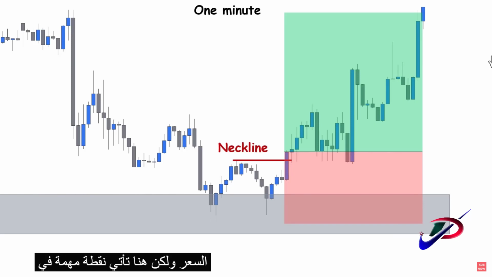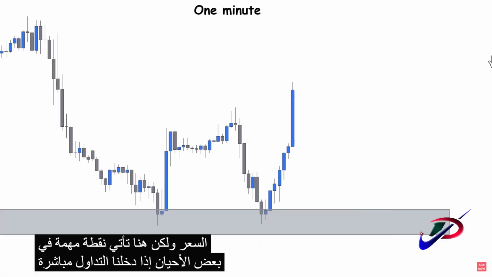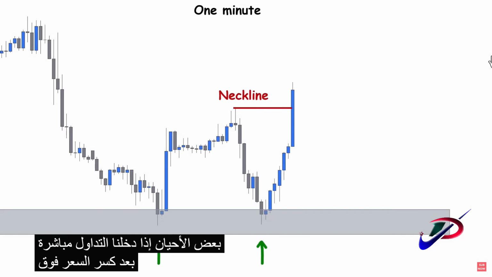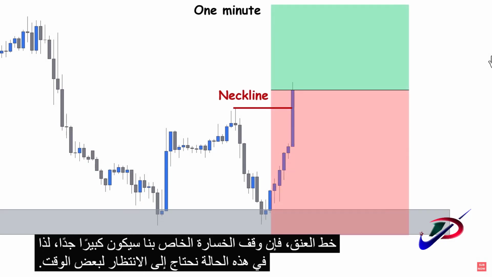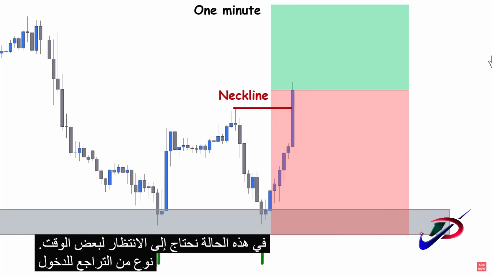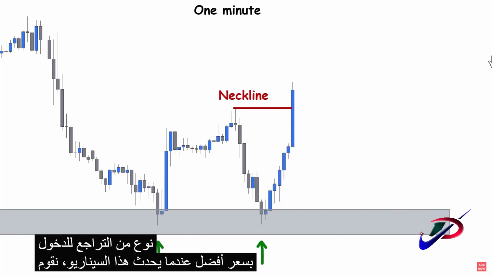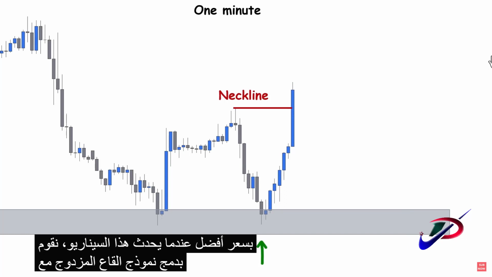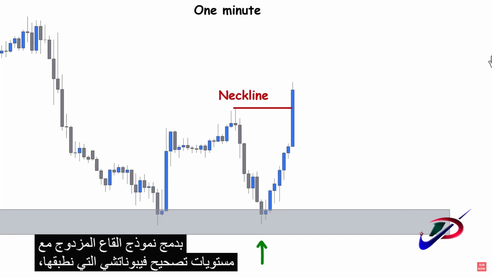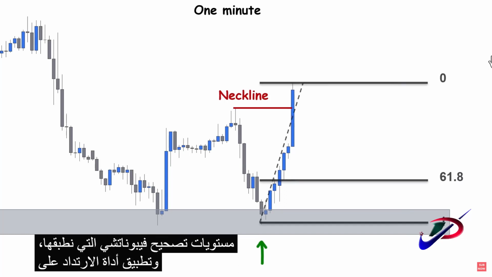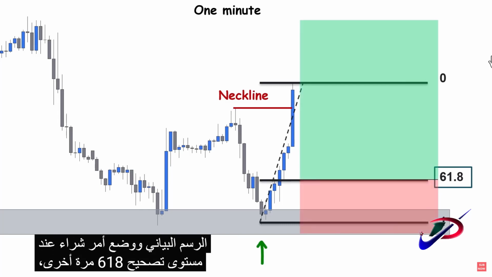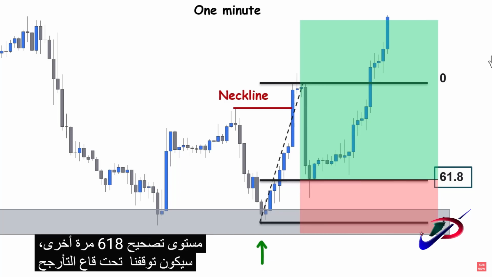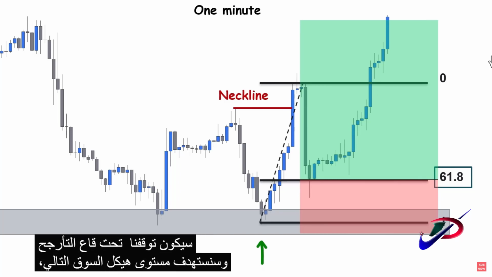But here comes an important point. Sometimes, if we enter the trade right after the price breaks above the neckline, our stop will be too large. So in this case, we need to wait for some sort of a pullback to enter at a better price. When this scenario happens, we combine the double bottom pattern with the Fibonacci retracement levels. We apply the retracement tool on the chart and place a buy order at the 618 retracement level. Once again, our stop will be below the swing low, and we will target the next market structure level.